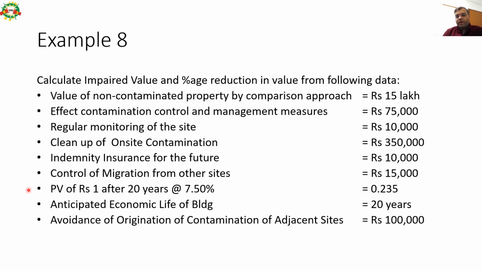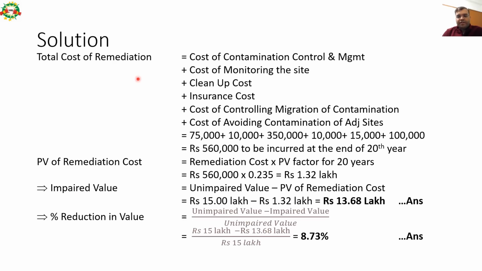Present value of 1 after 20 years, considering capitalization rate of 7.5%. Here directly the present value factor is given, so it is equal to 0.235, and anticipated economic life of building is 20 years, and avoidance of origination of contamination of adjacent site cost is 1 lakh rupees. So total cost of remediation, we had seen in the previous slide, what are the costs to be deducted from the gross rent. So total cost of remediation is equal to cost of contamination control and management, cost of monitoring the site, cleanup cost, insurance cost, cost of controlling migration of contamination, and cost of avoiding contamination of adjacent site.